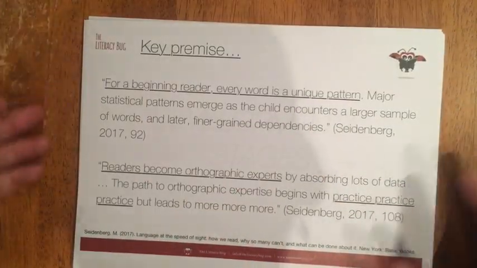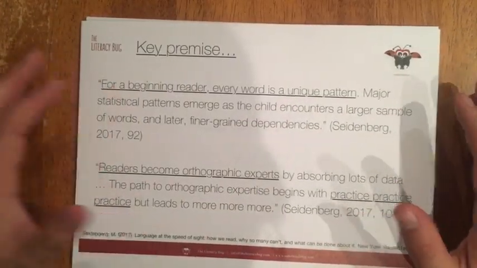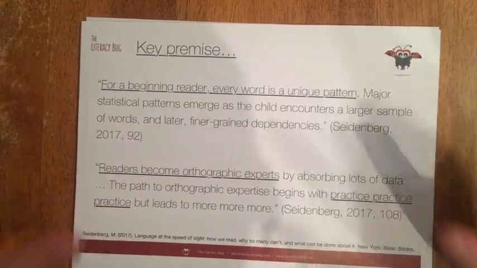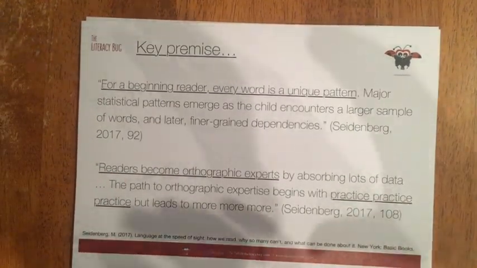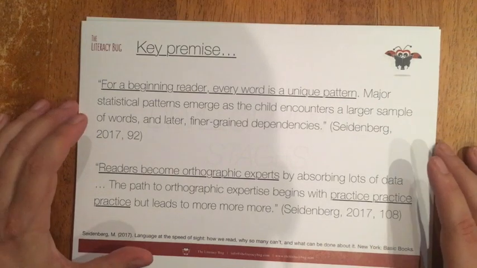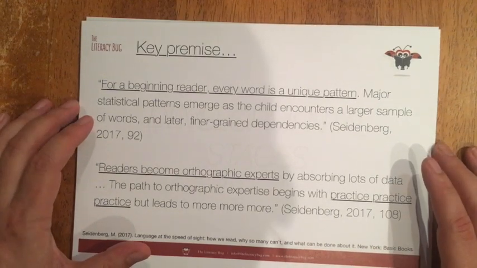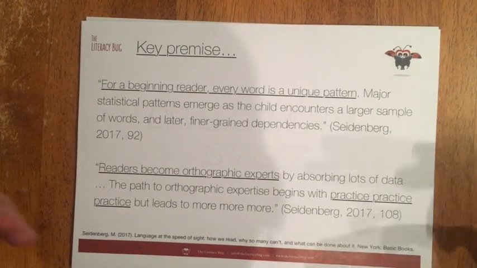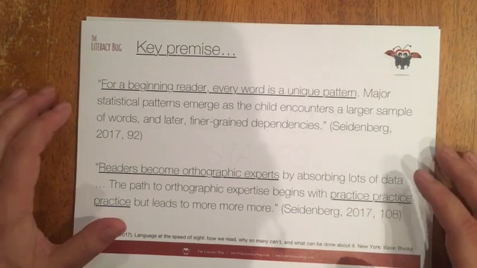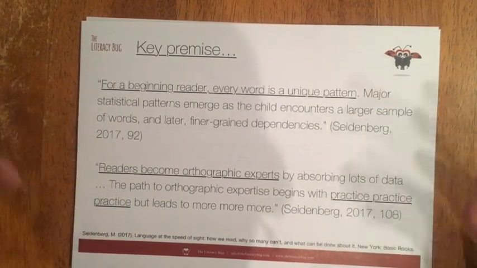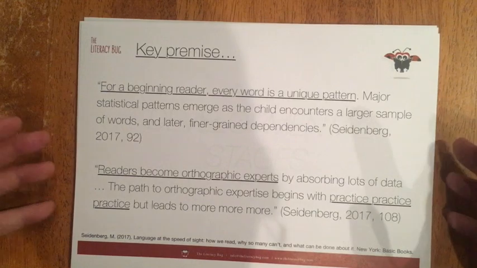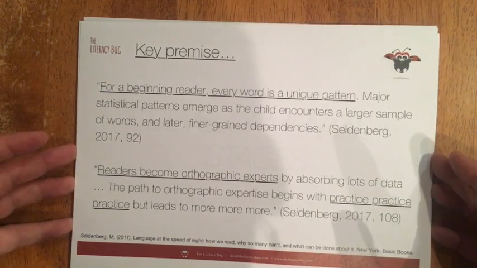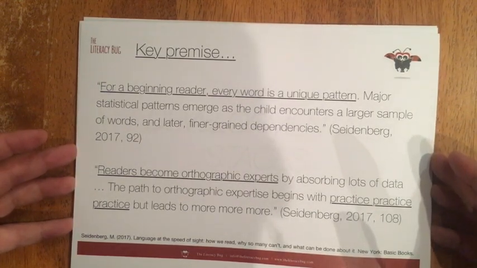And so the key premise for the activity is, for a beginning reader, every word is a unique pattern. So they're having to memorize every word and go, I need to store that word in my memory and how it's said. But as you read more and more, and you explore words more and more, major statistical patterns emerge as the child encounters a larger sample of words, and later finer-grained dependencies.